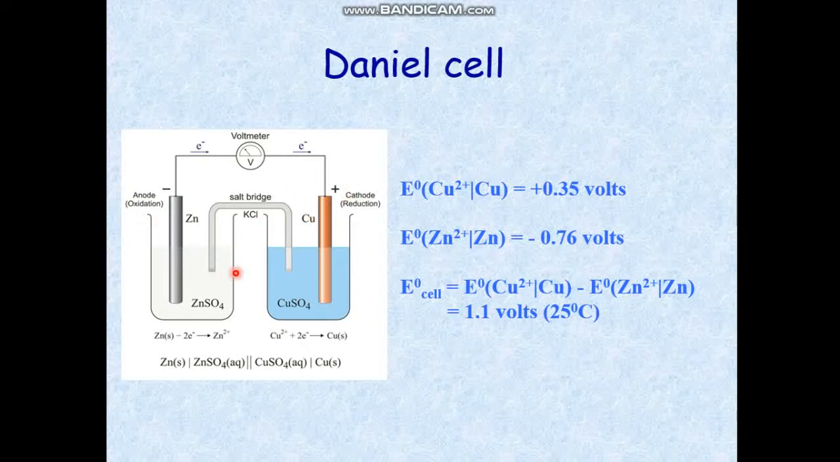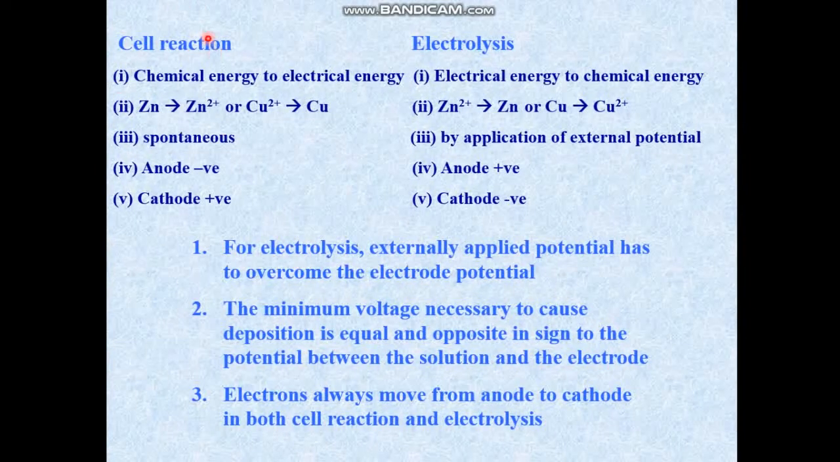Now this is actually the reverse reaction of electroplating. Here chemical energy is converted into electrical energy. But during electroplating or electrolysis, what happens? Electrical energy is converted into chemical energy. So what are the differences between these two? Let us see. This is the cell reaction, where chemical energy is converted into electrical energy, and here we have put some points where electrical energy is converted into chemical energy, that is electrolysis.